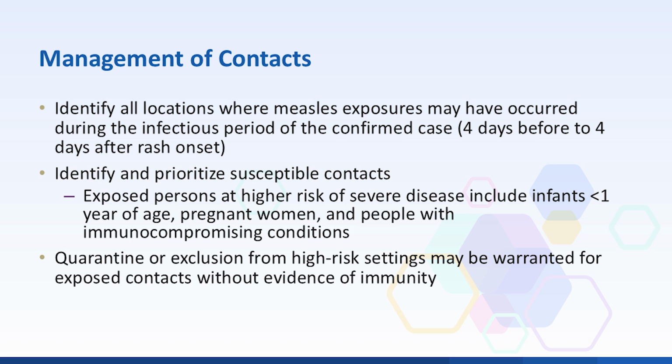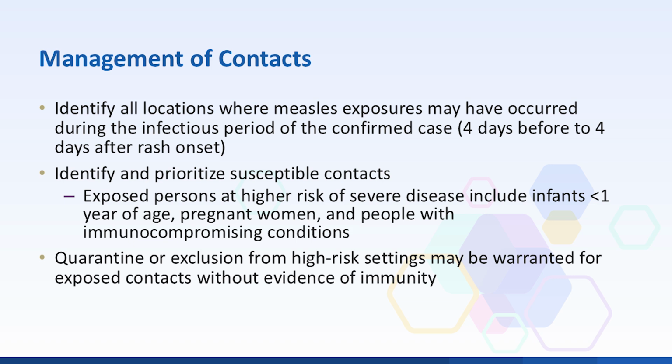Contact management involves identifying all locations where measles exposures may have occurred during the infectious period of the confirmed case, that is, 4 days before to 4 days after rash onset. Investigators should identify and prioritize susceptible contacts, especially those with close contact, including households or daycare and school classrooms, for monitoring or other interventions, including post-exposure prophylaxis or PEP.